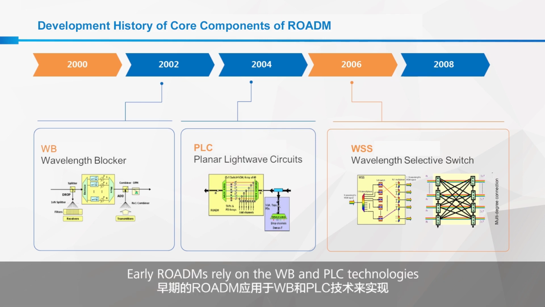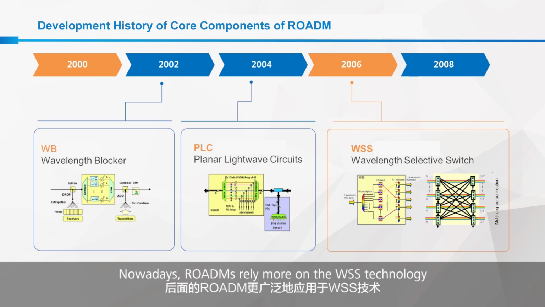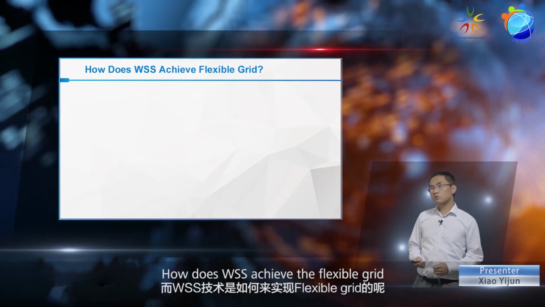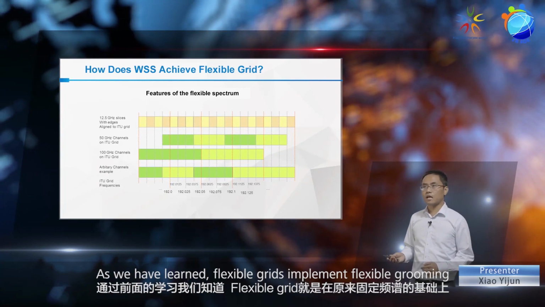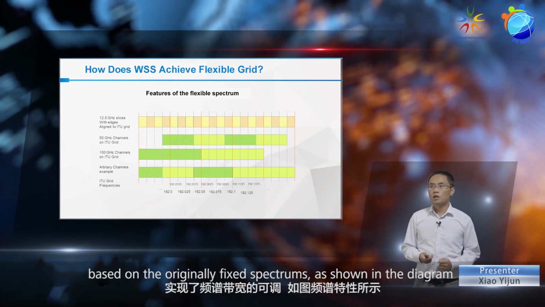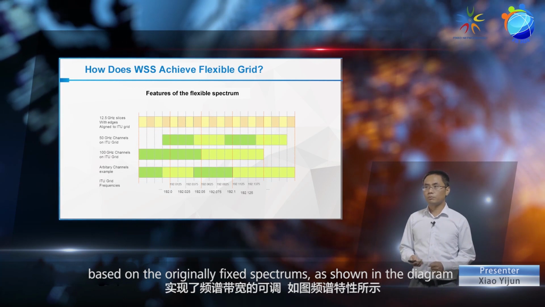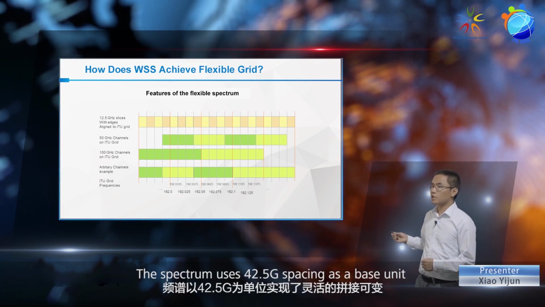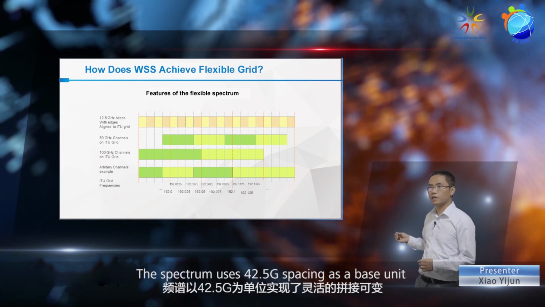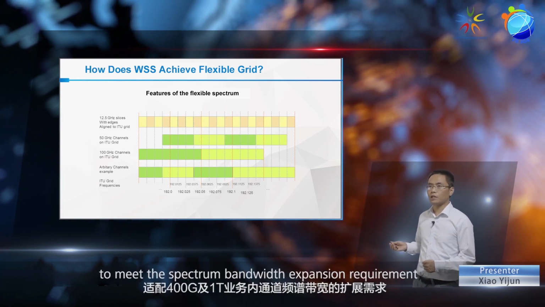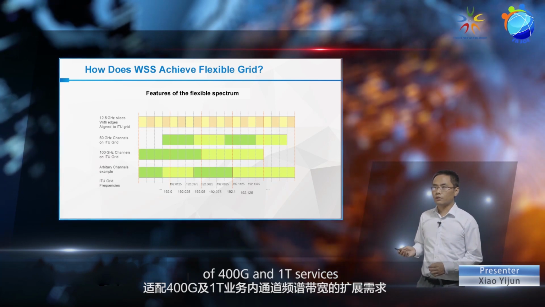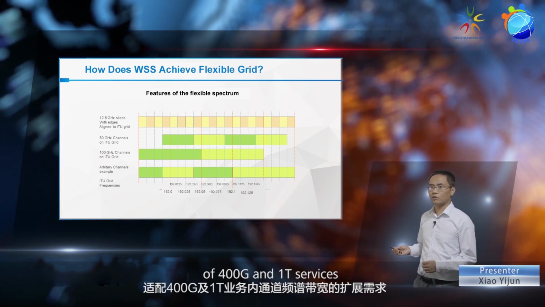Early ROADMs rely on the WB and PLC technologies. Nowadays, ROADMs rely more on the WSS technology. How does WSS achieve the flexible grid? As we have learned, flexible grids implement flexible grooming based on the originally fixed spectrums, as shown in the diagram. The spectrum uses 12.5G spacing as a base unit, implementing the flexible combination to meet the spectrum bandwidth expansion requirement of 400G and 1T services.